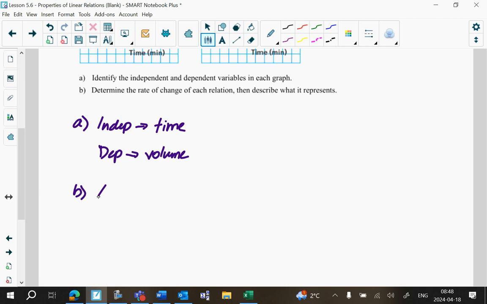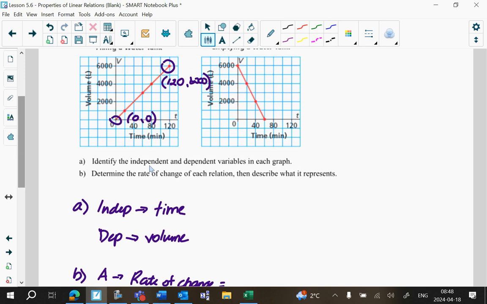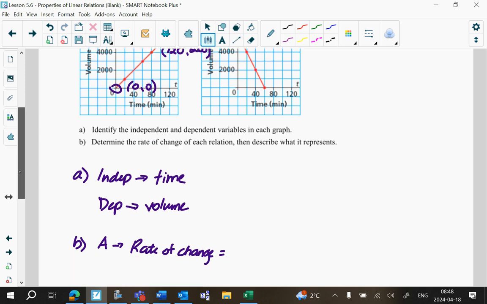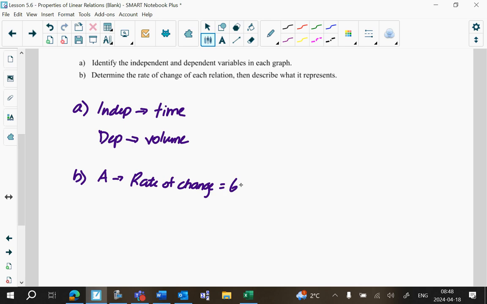So for A, the rate of change will be, and it doesn't matter which one you choose for the second and first x's, as long as you stay consistent in each one. So I'm going to go 6,000 minus 0, divided by 120 minus 0. That gives us 6,000 over 120, which is 50. So that's the rate of change.